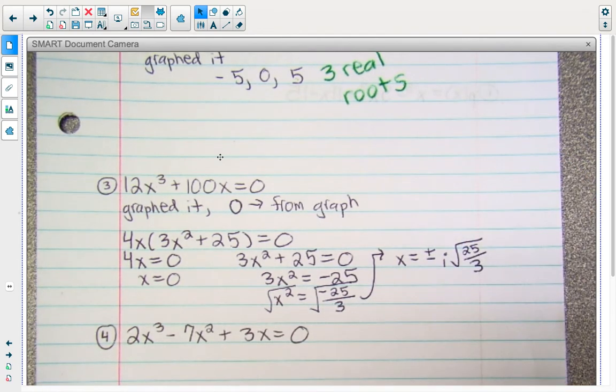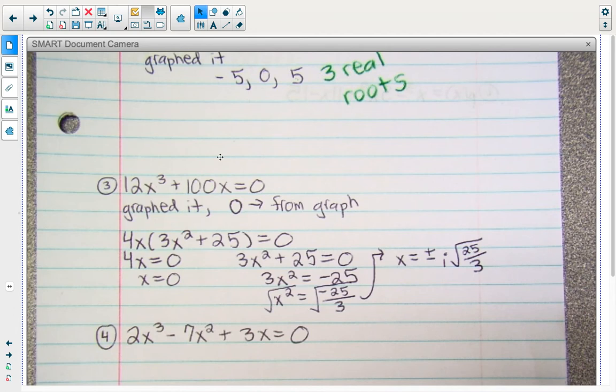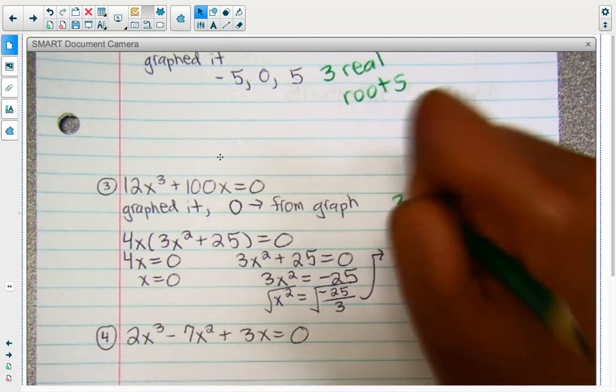So for this particular problem, I'm looking for 3 solutions because my highest exponent is 3. Some may be real, some may be imaginary, but I'm looking for all of my total solutions. We got 1 real solution, that's 0, and 2 imaginary solutions. I got positive i square root of 25 over 3 and negative i square root of 25 over 3. So there's 3 solutions, right here, 3 roots.